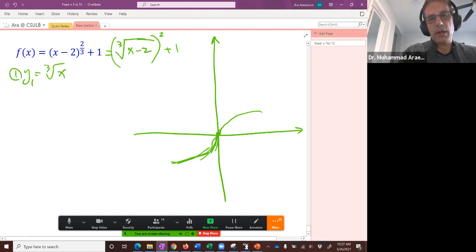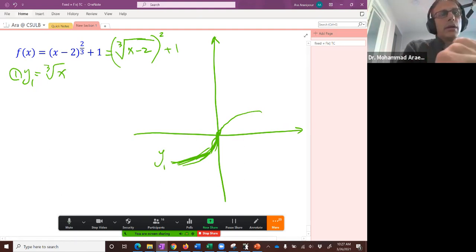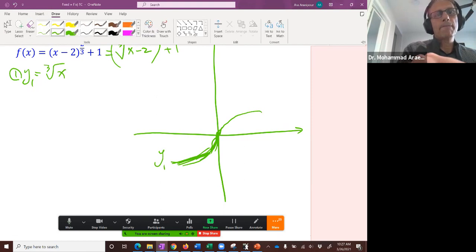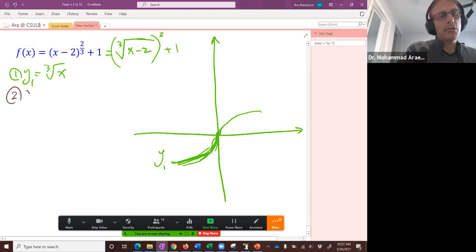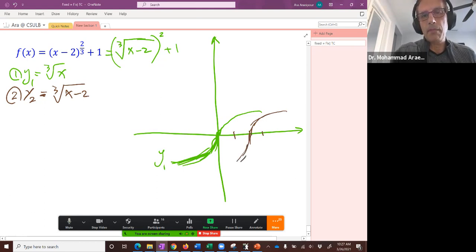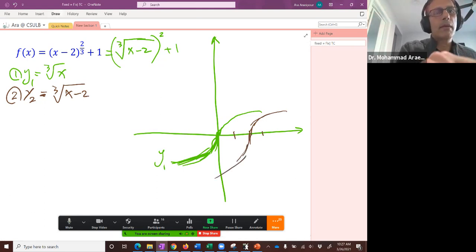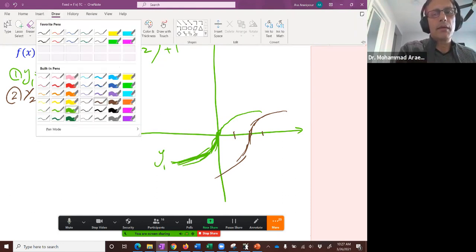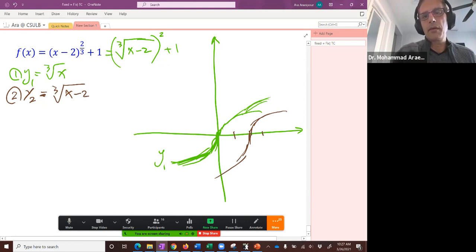Again, this is not to scale by any means. Number 2, cube root of x minus 2 shifts to the right by 2. Again, not to scale, class. Okay.